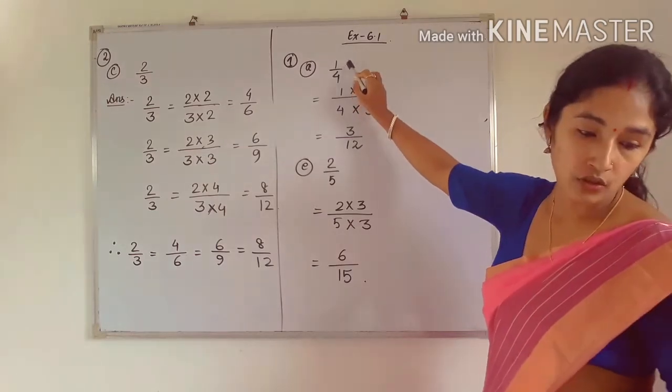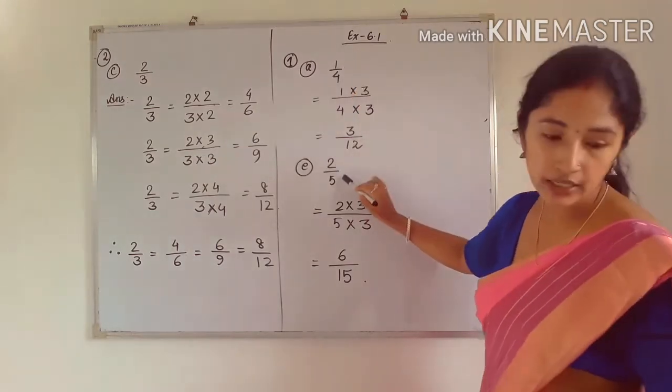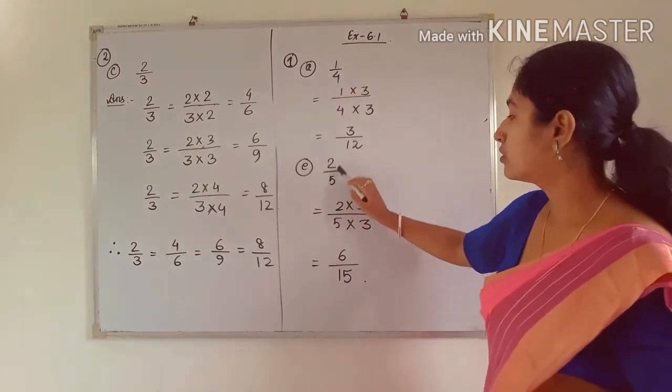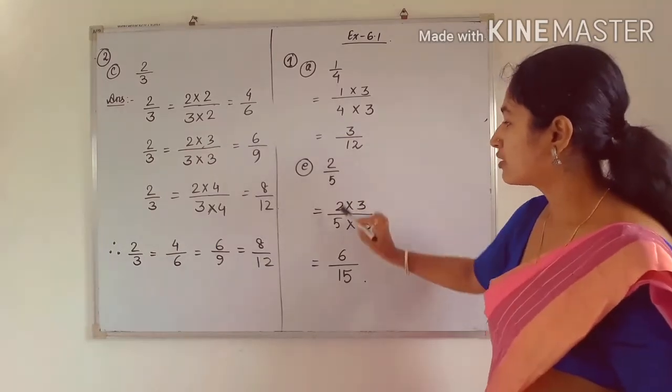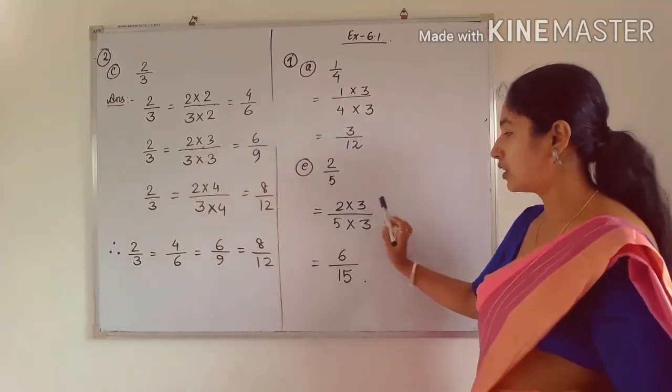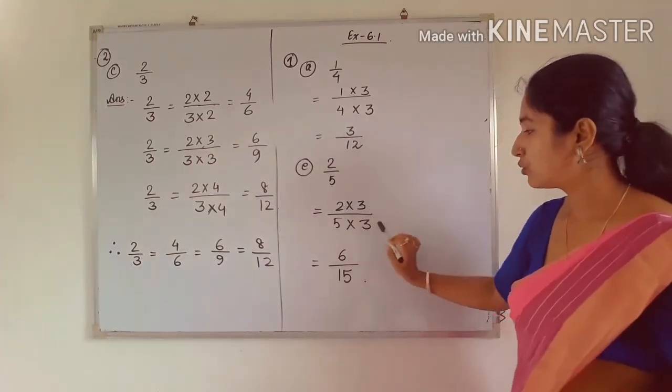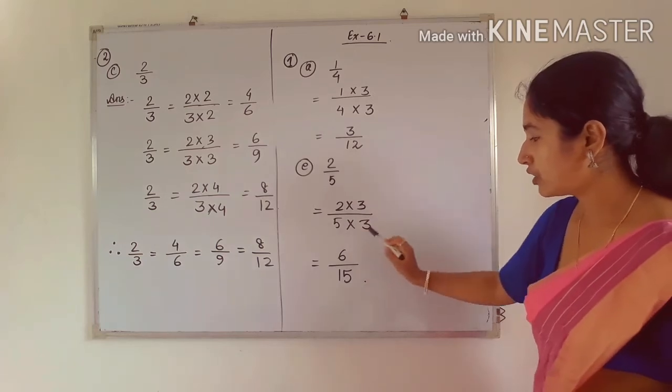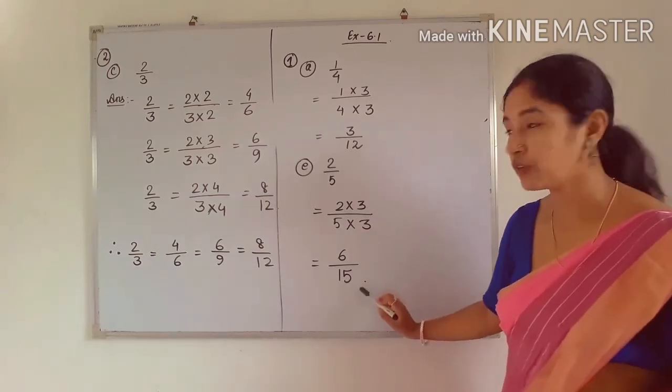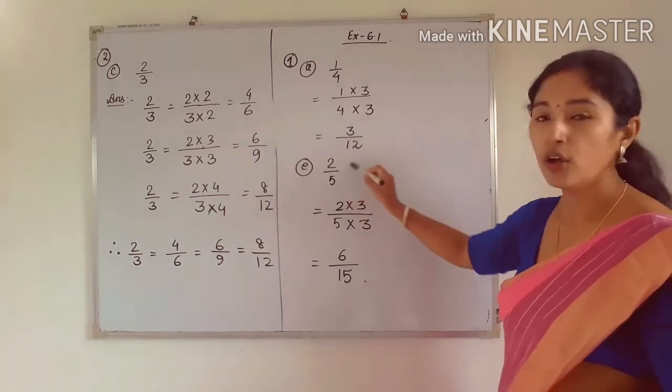Okay, so next is number E. I am doing number E. So 2 by 5. Here also you have to multiply by the same number, that is 3. So 2 into 3 by 5 into 3. So 2 3s are 6, 5 3s are 15. So 6 by 15 is an equivalent fraction for 2 by 5.